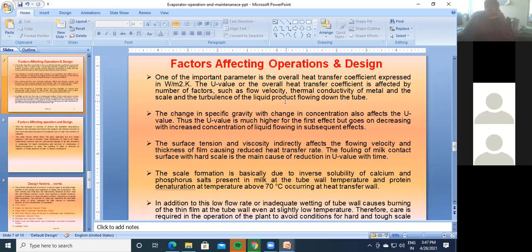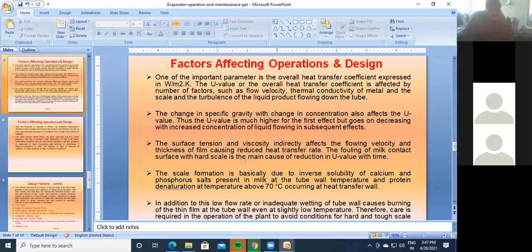And flow velocity should not be less than 150 kg per meter square per hour. The change in specific gravity with change in concentration also affects the U value. Higher the concentration, lower the U value. So the U value is much higher for the first effect, but goes on decreasing with increased concentration of liquid flowing in subsequent effects.